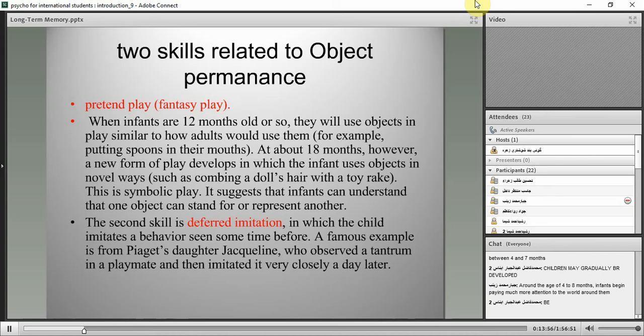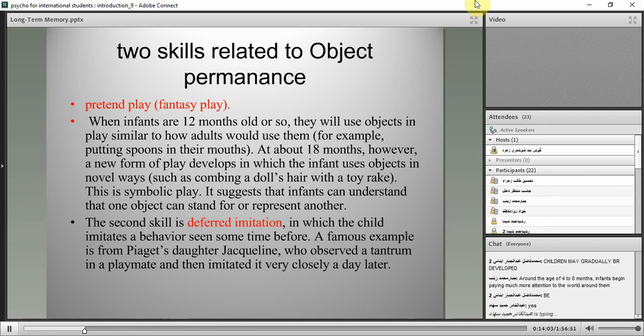I'm sure that you know fantasy or pretend play. Can you suggest a synonym for it? The synonym for fantasy or pretend. When you pretend, it means to imagine. Imagine, imaginary, images. So this is pretend play. It is related to object permanence, and it denotes the development of long-term or semantic memory.